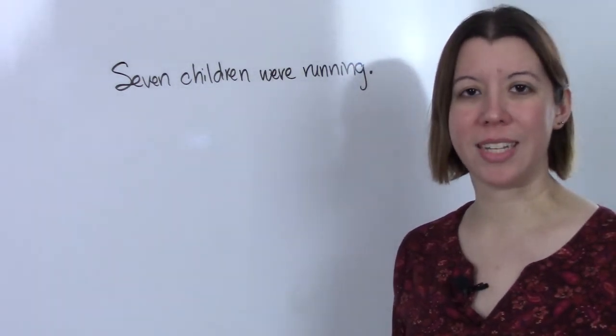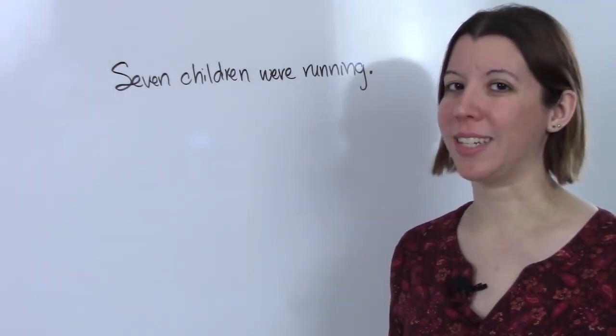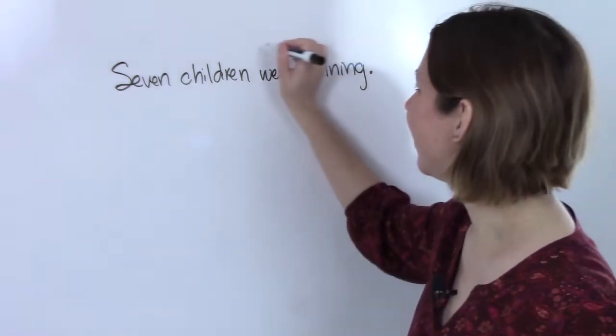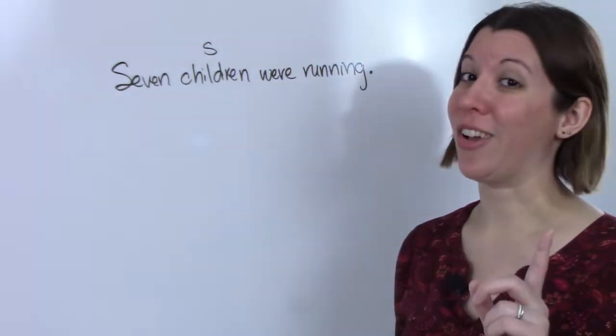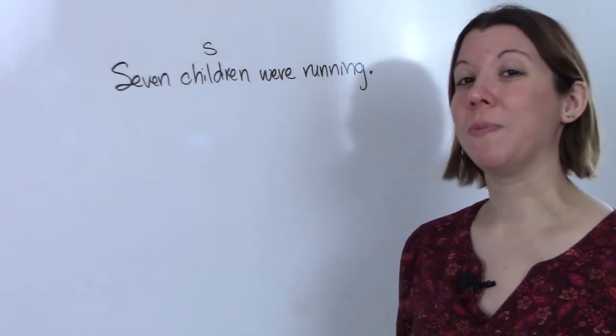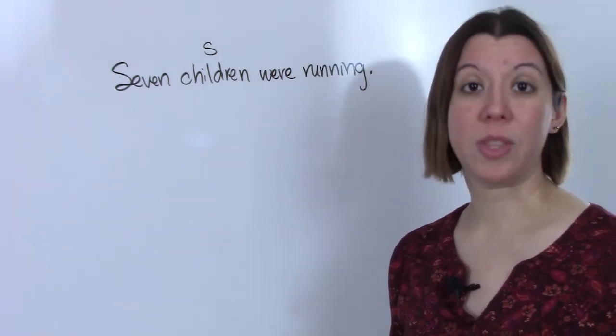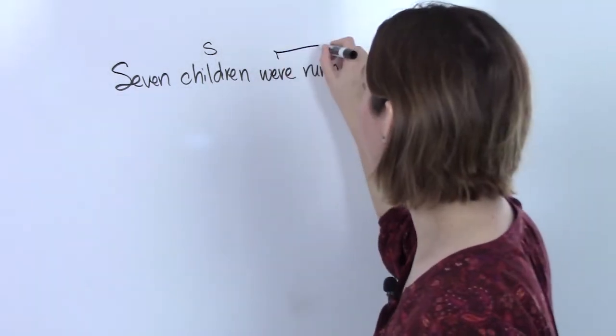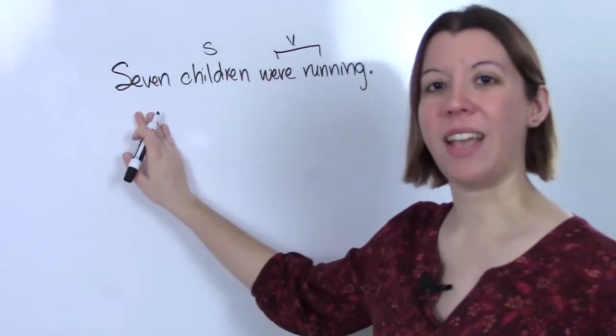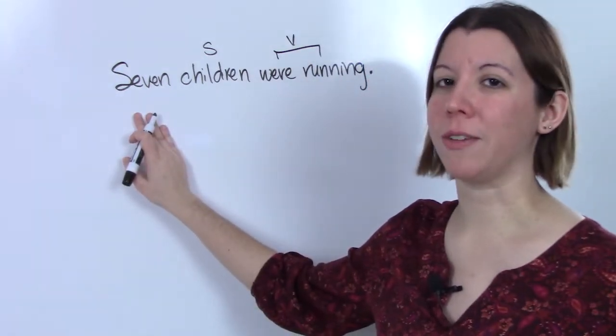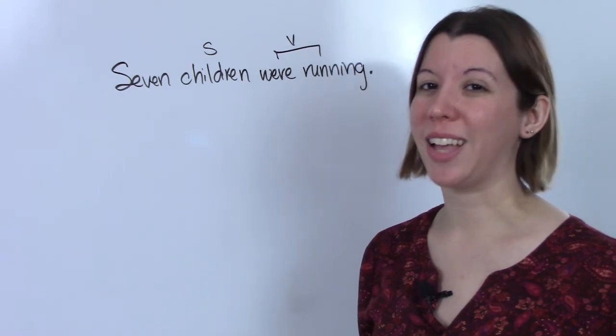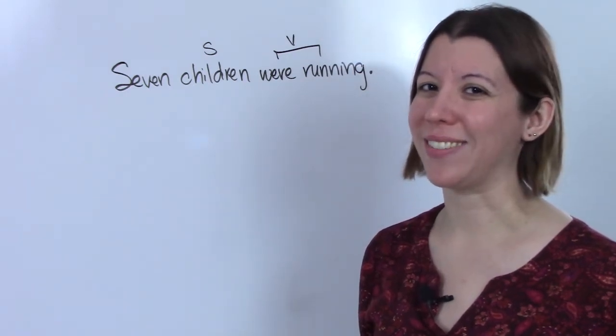Who or what is the sentence about? We start by finding the subject. Children. Not 7. What's the verb? Were running. That's what the children were doing. 7 is an attributive adjective. Pro tip, colors and numbers, they're adjectives.